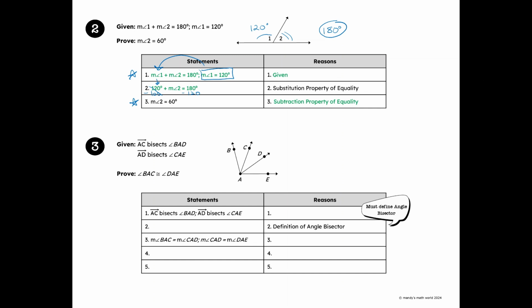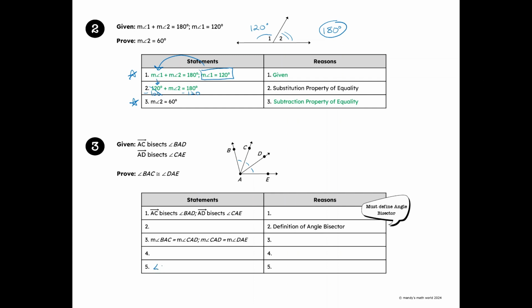Let's move on to example number 3. We're given ray AC bisects angle BAD. Okay, well that means that these two angles are congruent, right? We know that. Okay, we have to prove it, but we do know that, right? Ray AD bisects angle CAE. Okay, so we now know that all these angles are congruent, really, but we need to prove it in a logical fashion. So that's what we're given, and we need to prove, and I'm going to write this down here.